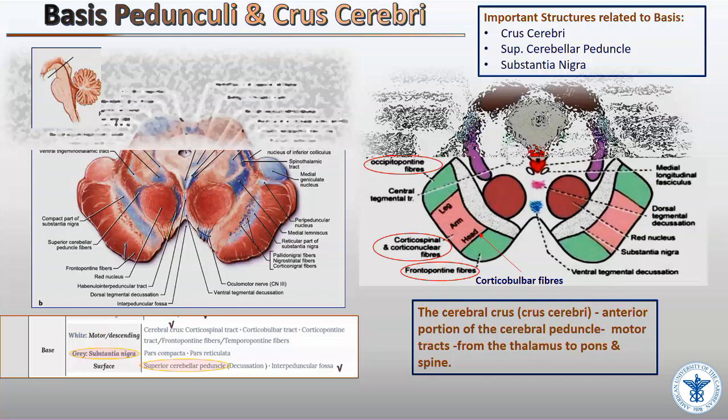Now, they have a certain arrangement. I don't know if this is important. I don't think this is very important for you, but there's a topological arrangement. Just like in the internal capsule, you have one part, the posterior limb, which has the motor fibers, and then you have the sensory fibers, and then you have the genu, which has the corticobulbar fibers, corticonuclear fibers. So just like that. And there's a little mnemonic I wanted to share with you.